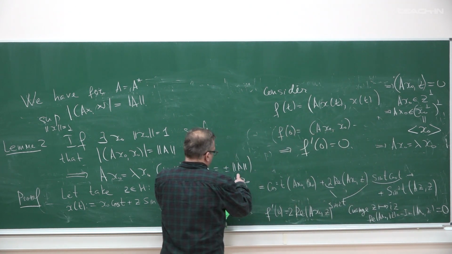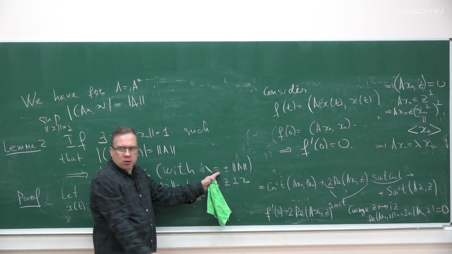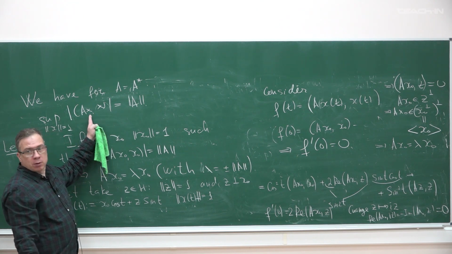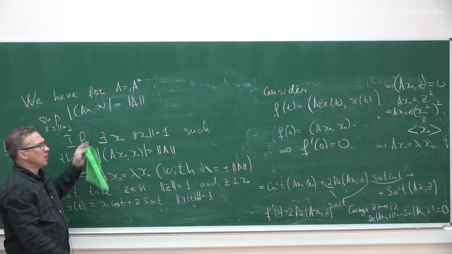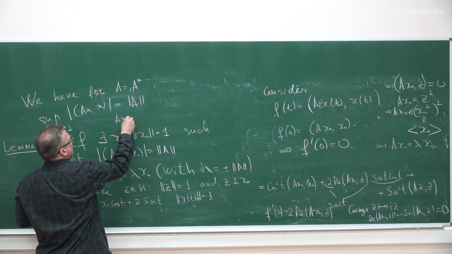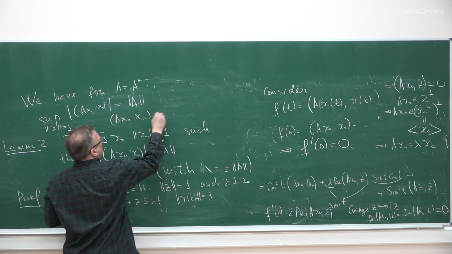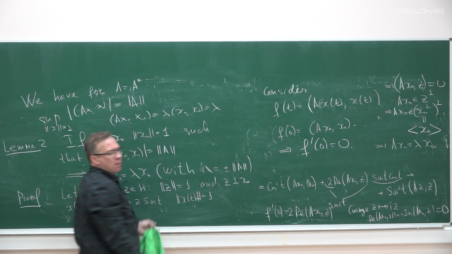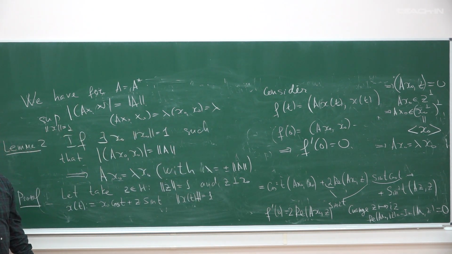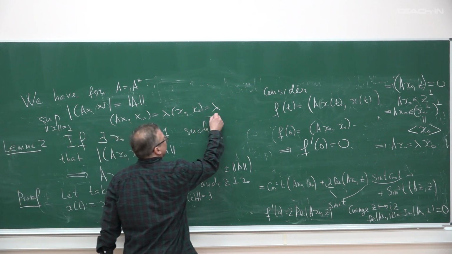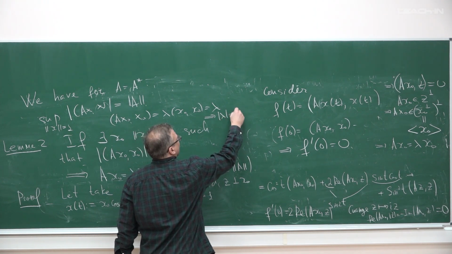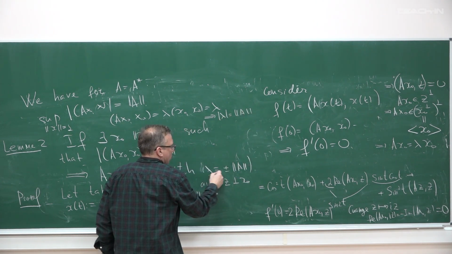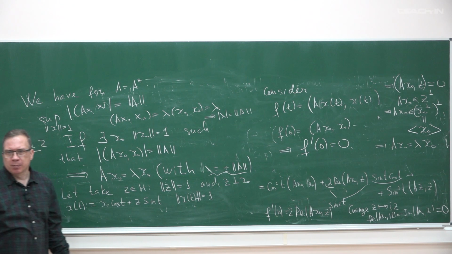And this is obvious because the quadratic form equals lambda, yes? A x0, x0 equals lambda x0, x0. It is lambda because x0 has unit norm. So the absolute value of lambda equals the norm of operator A. So it is obvious. Lambda can be plus or minus the norm.